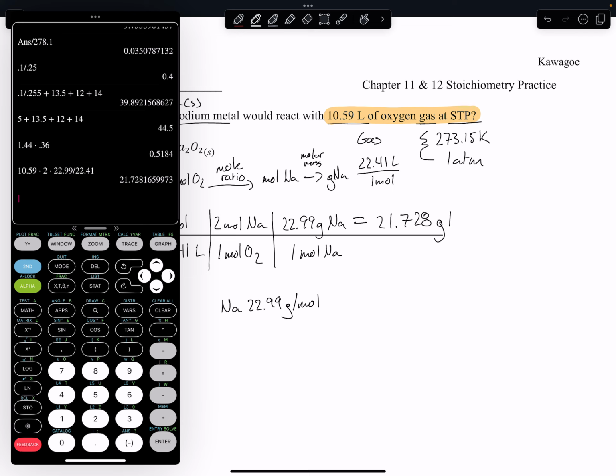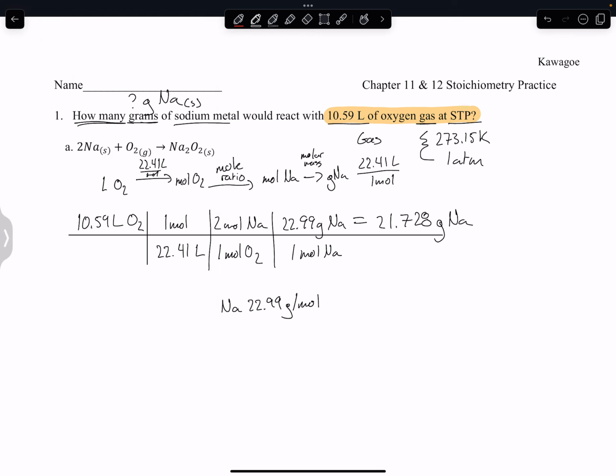That's grams of sodium. Now looking at sig figs, this is 4 sig figs, and this conversion factor from 22.41 liters to moles is not exact, which is why I used 22.41 here, and I'll give you that whole 22.41 on tests. So we'll have 4 sig figs, so our final answer will be 21.73 grams of sodium.